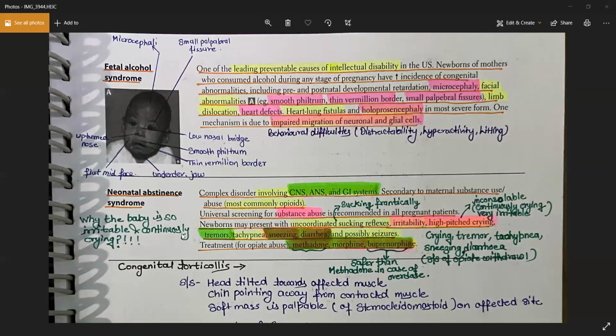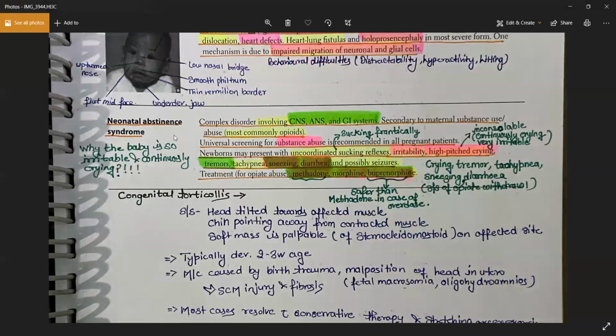Then you have neonatal abstinence syndrome, and that is seen in mothers who take morphine or any kind of opioid in the pregnancy. When they take opioids in the pregnancy, the child will become dependent on these opioids. And just like any other patient getting a withdrawal from opioids, when the delivery occurs, the level of these opioids will decrease in the fetal circulation.